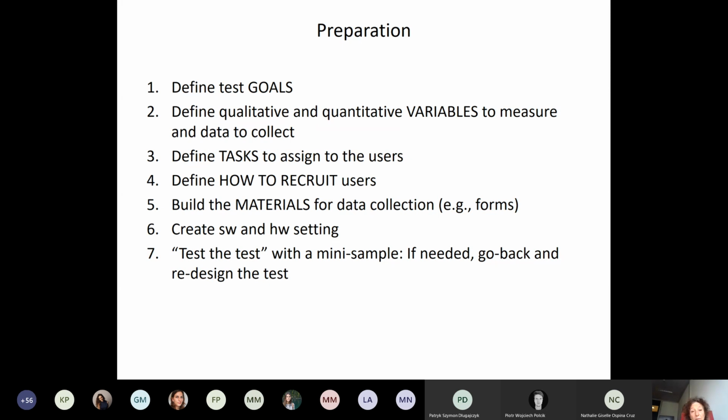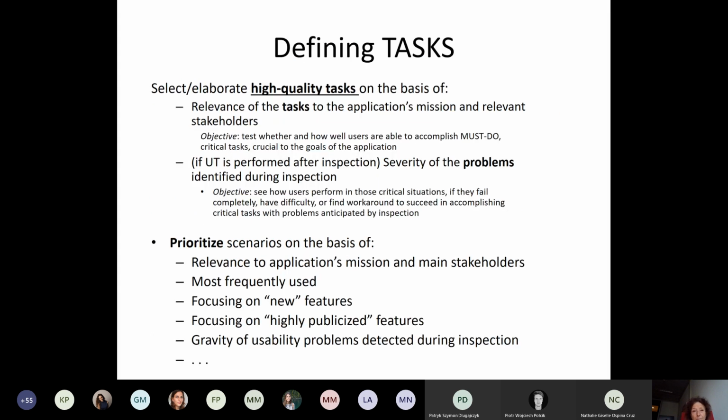Then define how to recruit users, build the material, create the hardware and setting, and also make a short test of the test. So try with the members of your team. You do the test and I play the observer, and the other way around. So you test the test. Defining the task is not simple. They must be relevant to the application missions and relevant for the stakeholders.